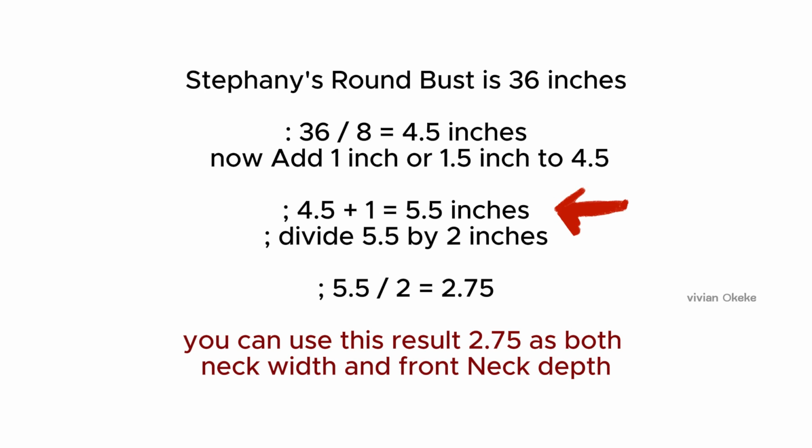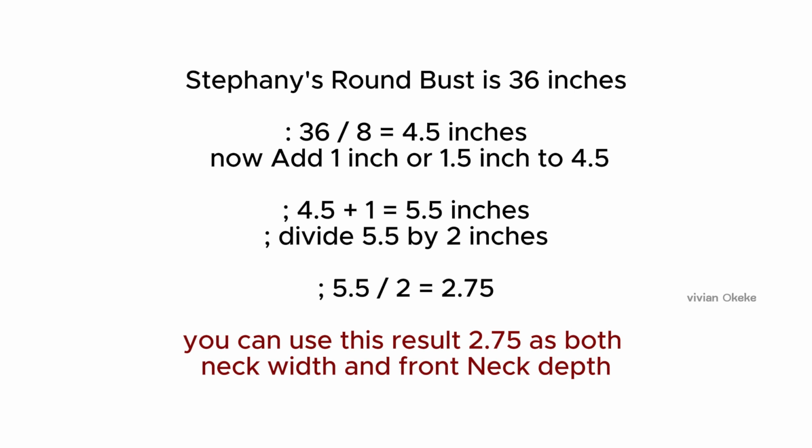So we're going to say 4.5 plus 1 inch, which is 5.5, and then we'll go ahead and say 5.5 divided by 2. This particular calculation is long, but it still gets you to that particular point you want to be. Round bust divided by 8, 36 divided by 8 gives you 4.5 plus 1 inch. That's like an allowance. Okay, plus 1 inch. Now 4.5 plus 1 inch gives you 5.5.